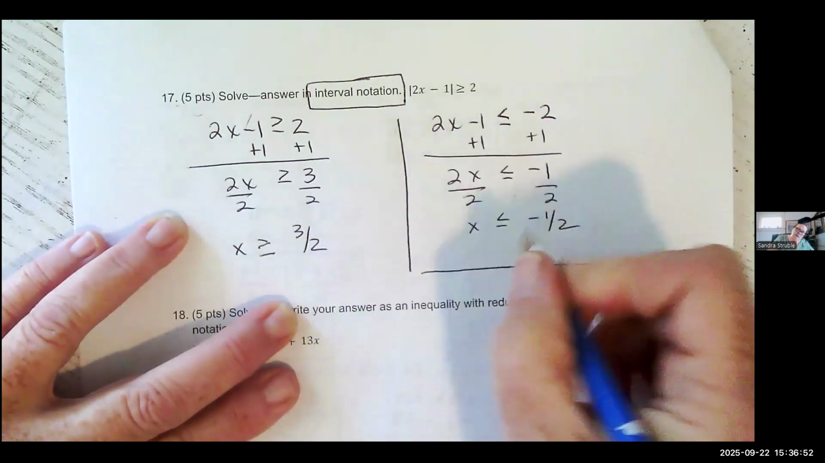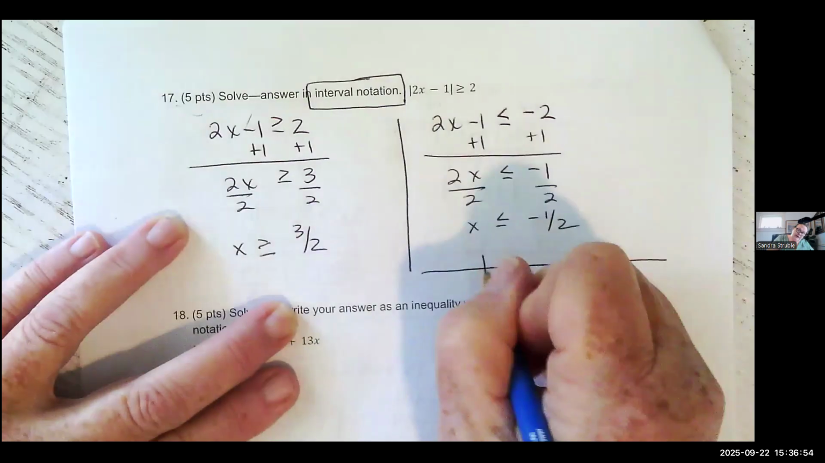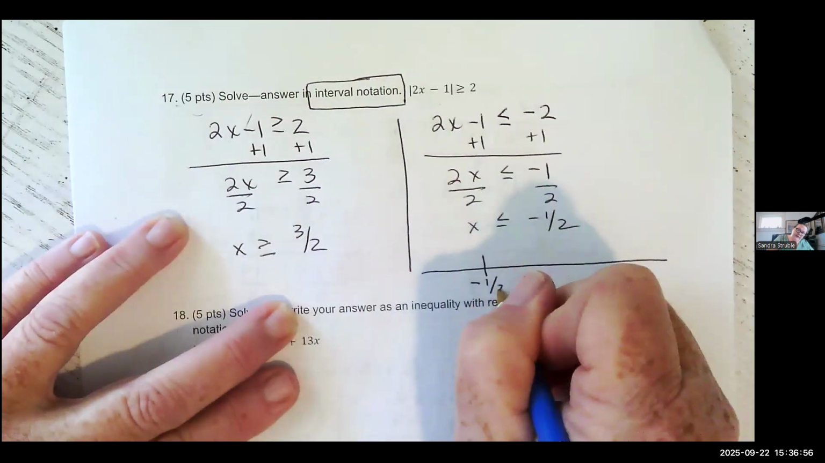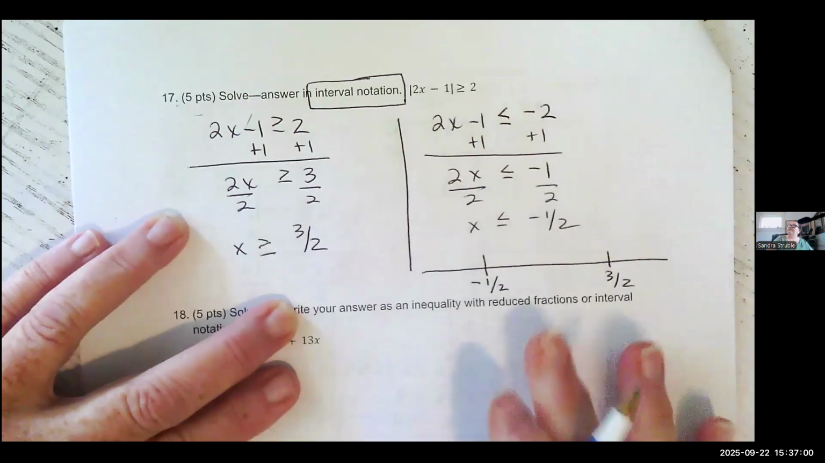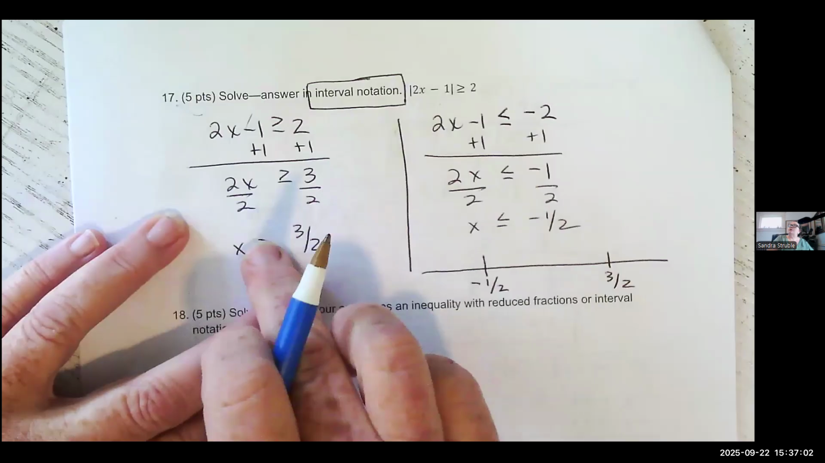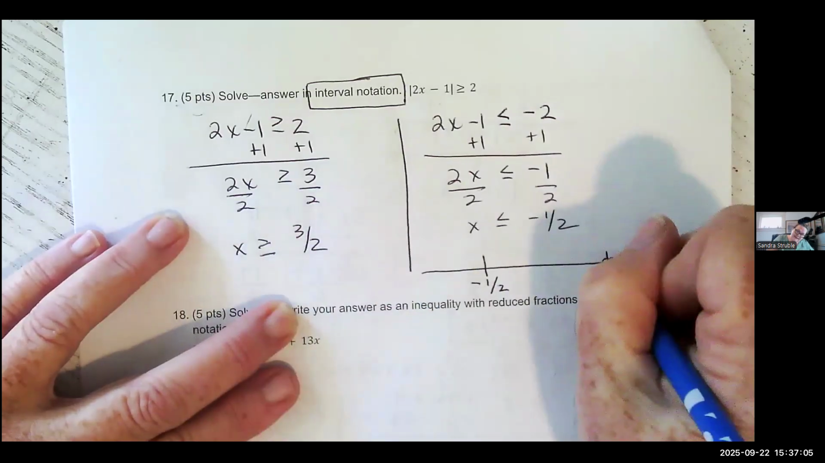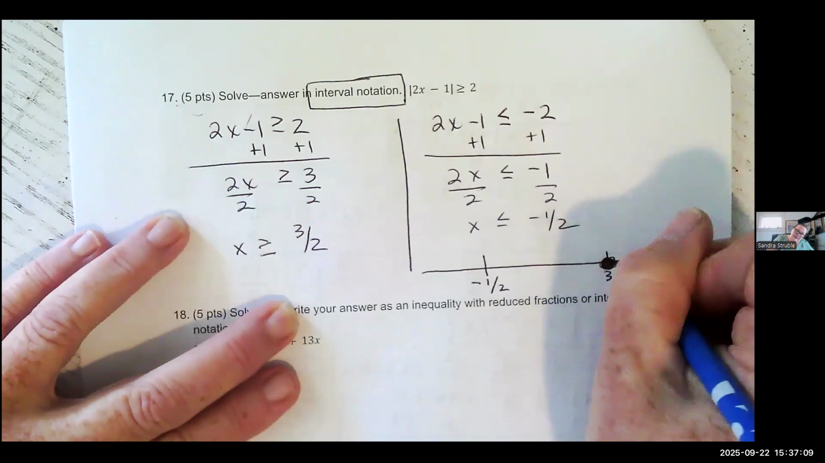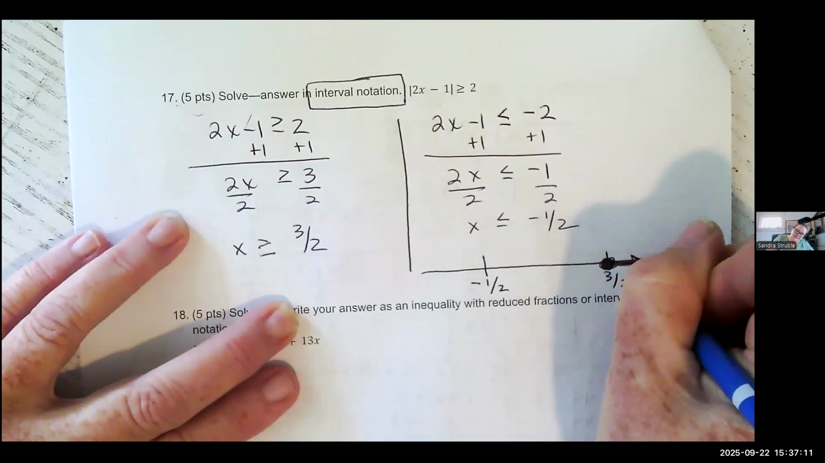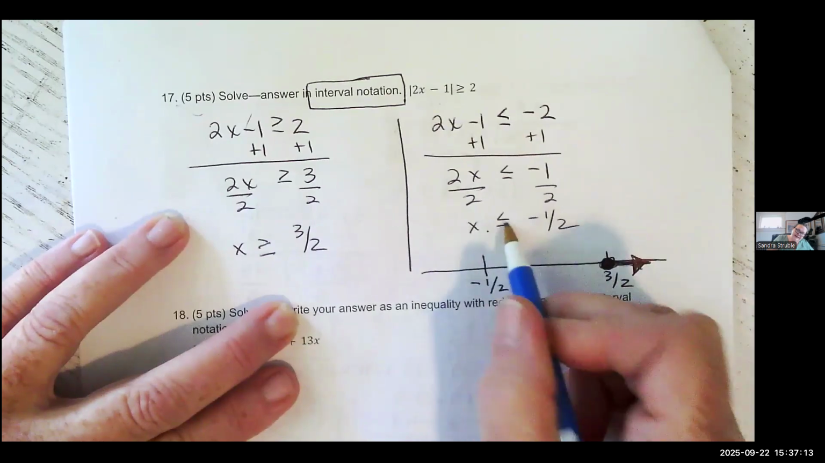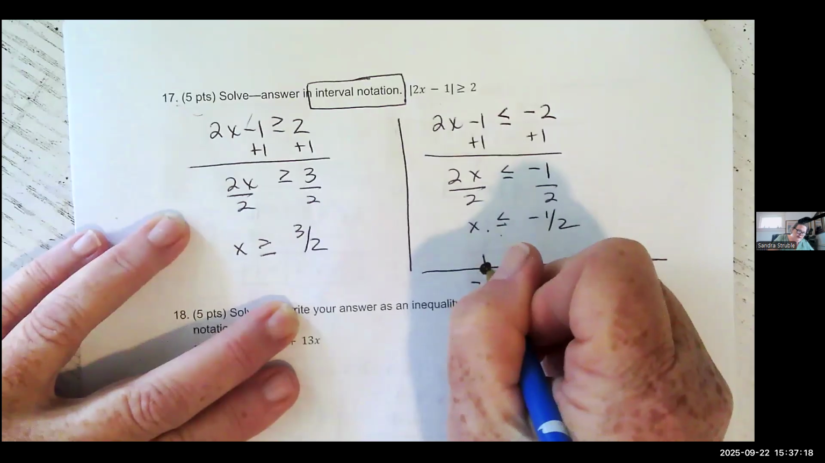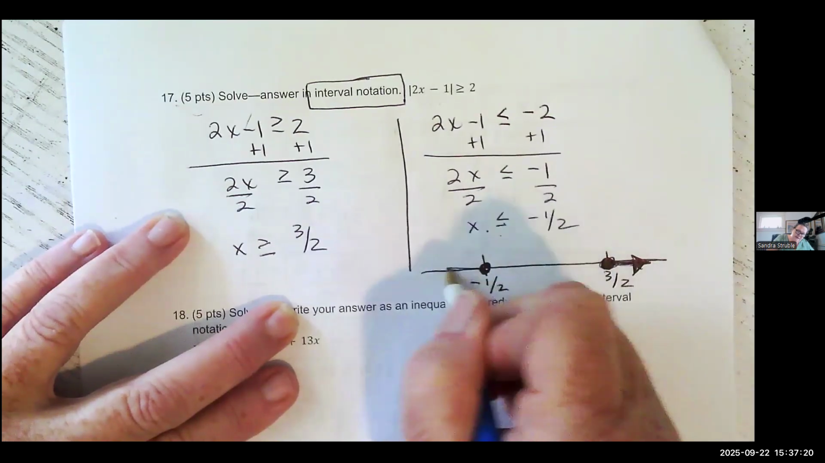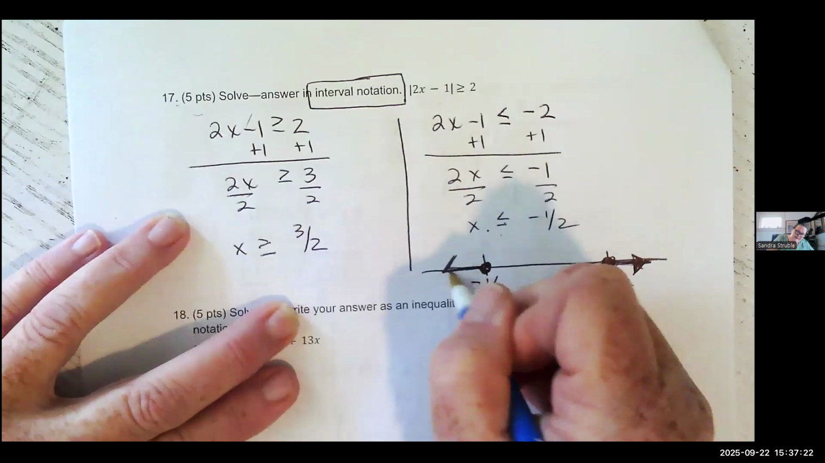I'm going to do a number line real quick, just so I can show you what's going on. Negative is always to the left. Positive is always to the right. We've got 0 in there somewhere. When x is greater than or equal to, it means it gets a dot. And it's greater than, so it's going in this direction. X is less than or equal to, so it too gets a dot. And it is going in this direction because it's less than.